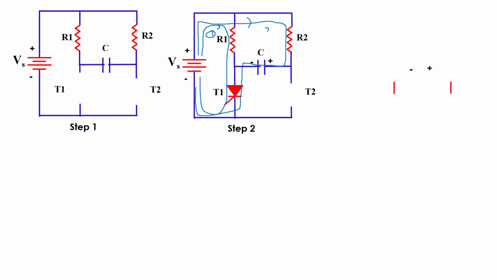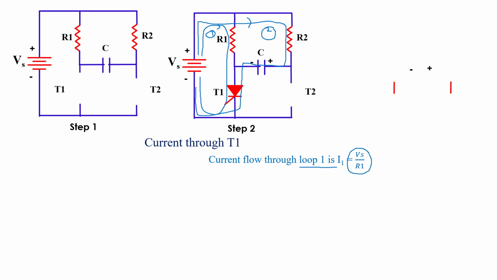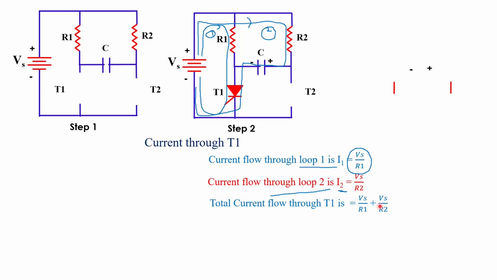This is loop 2. The current flowing through loop 1 is called I1, and this current is Vs by R1. Now the current flowing through loop 2 is called I2, and I2 equals Vs by R2. So the total current flowing through the T1 thyristor is I1 plus I2, that is Vs upon R1 plus Vs upon R2. This is the total current flowing through the T1 thyristor.